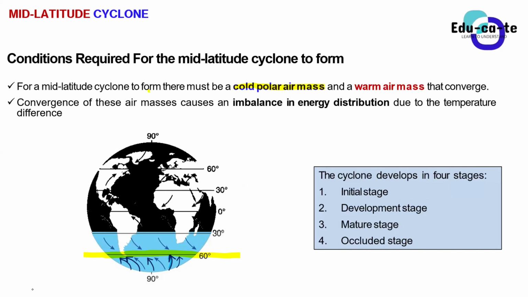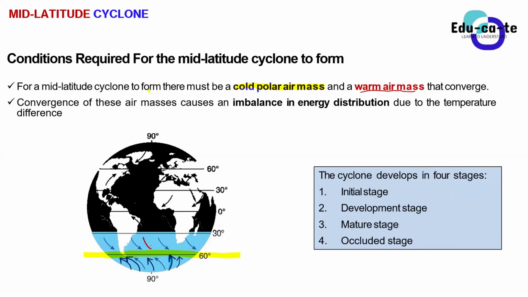And what else do we need to form a mid-latitude cyclone? We need some warm air masses. Where is the warm air coming from, guys? What is the name of the warm wind that we have talked about so far? Yes, Trevor? It's a warm westerly winds. Yes, it's warm westerlies, okay? Warm westerly wind, or you can say warm westerlies.